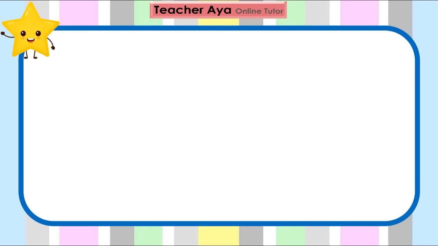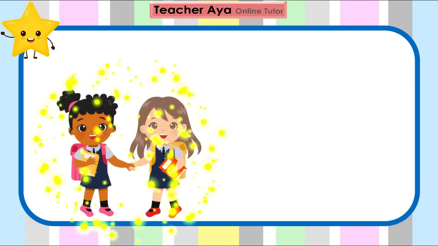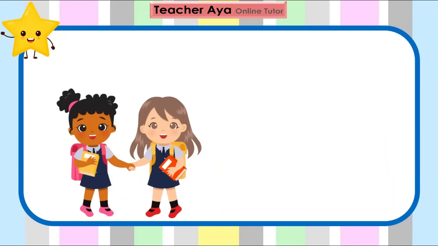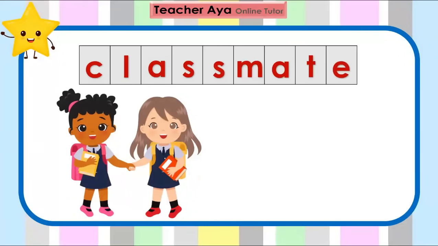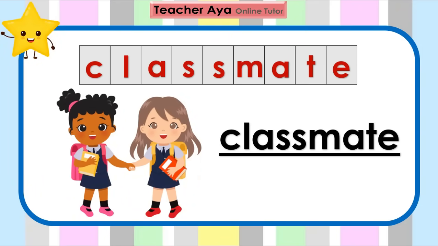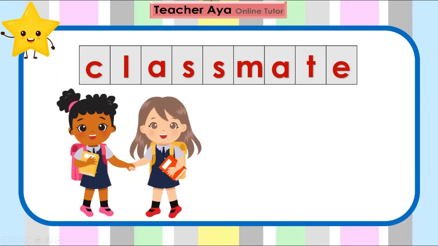Let's spell the word classmate. Classmate. C-L-A-S-S-M-A-T-E. Classmate. Your turn to spell, children.